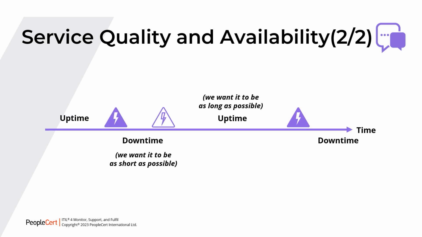So the idea is that we want downtime to be as short as possible, and we want uptime to be as long as possible. So downtime is represented by the time between when an incident occurs and the time it is resolved. And then uptime is from the time an incident has been resolved to the time that the incident occurs again. So again, one of the purposes of all of these practices is to ensure that downtime is as short as possible and that uptime is as long as possible.